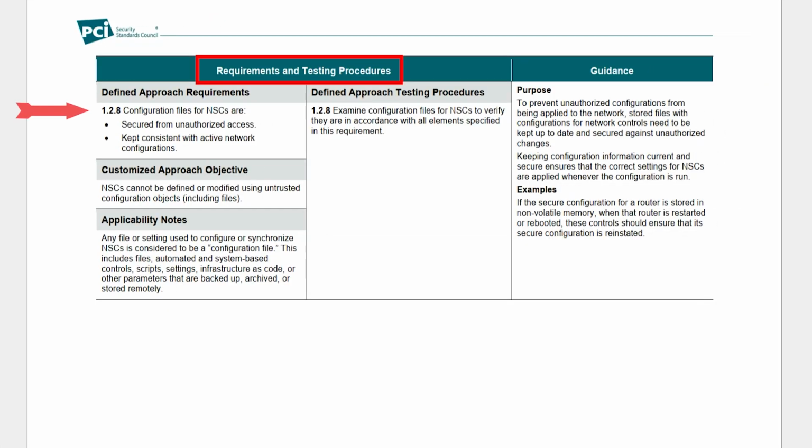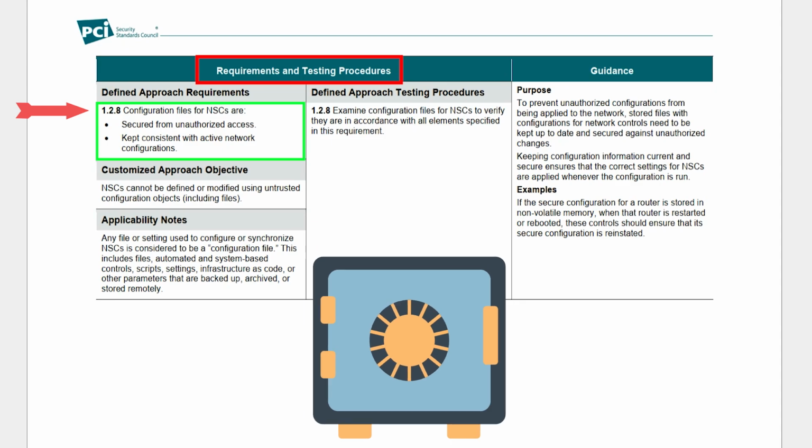Requirement 1.2.8. Configuration files for network security controls are secured from unauthorized access and kept consistent with active network configurations. For example, we have an example here. If the secure configuration for a router is stored in non-volatile memory, when that router is restarted or rebooted, these controls should ensure that its secure configuration is reinstated.